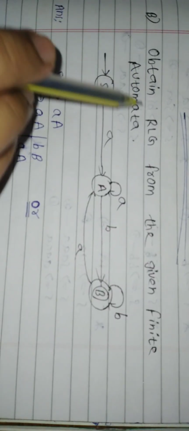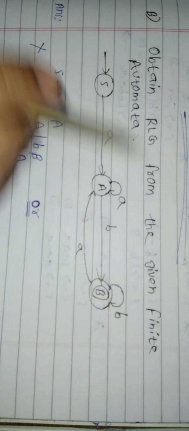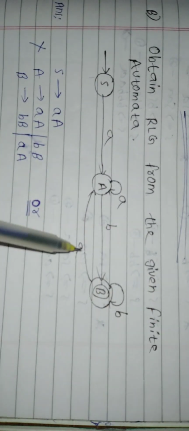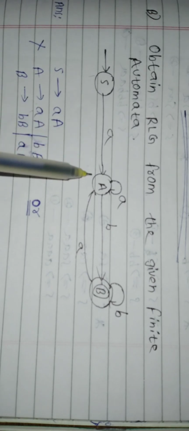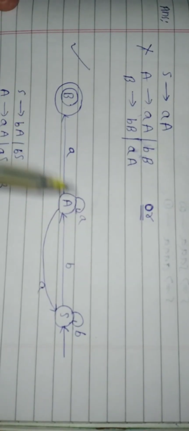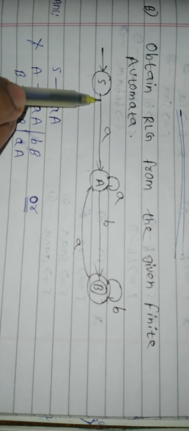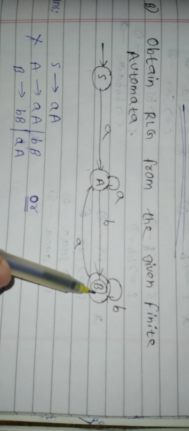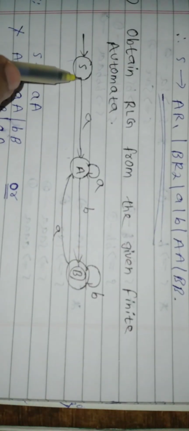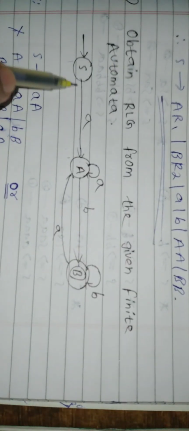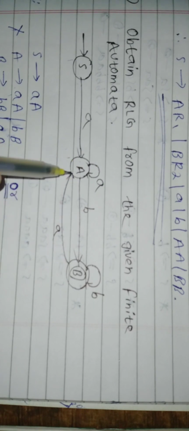Next question is, obtain a right linear grammar from the given finite automata. This is the finite automata. Directly writing the right linear grammar from this is wrong. Instead of that, we first of all change the initial state to final state and final state to initial state, like we have done here. The final state is here and the initial state is here, and we have to change the direction, like here from S to A, then A to S.